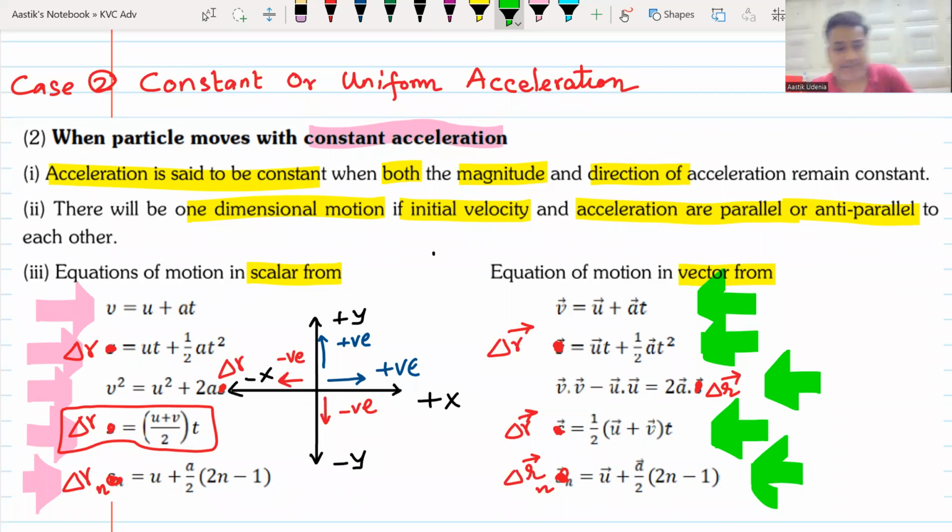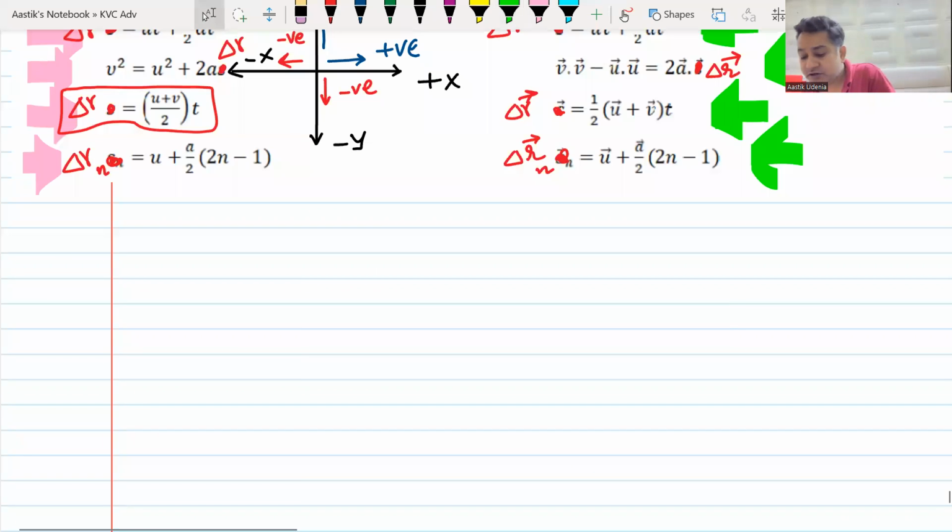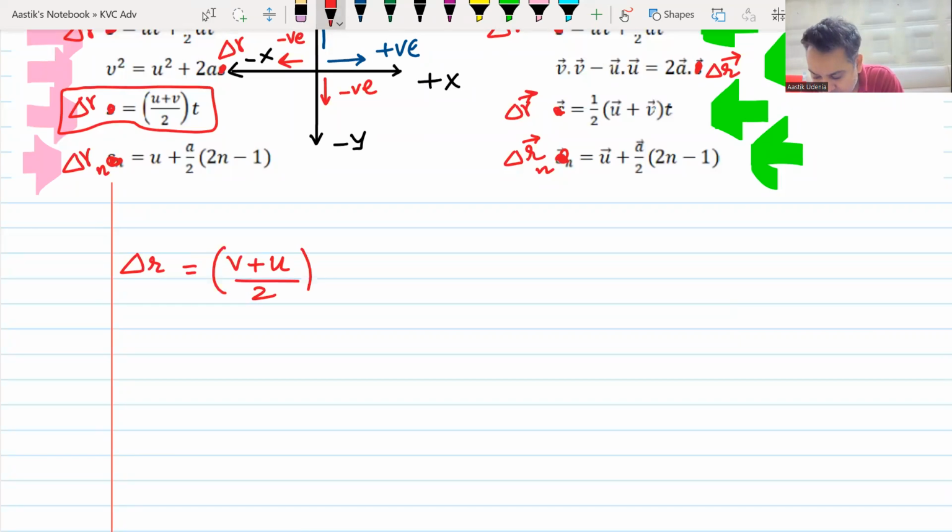Everyone has written the equations? Yes or no? Okay. The only equation probably which you have not heard is this one, delta R. I'm writing in the scalar form: V plus U divided by 2 times T.